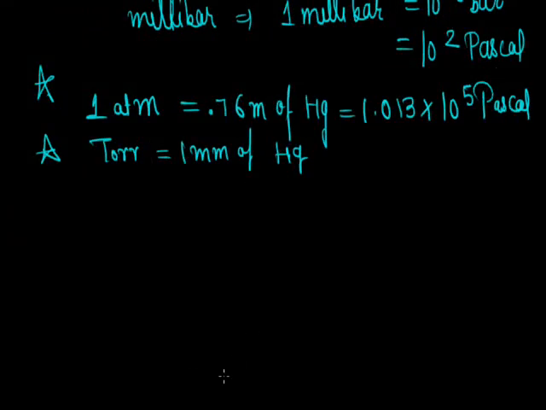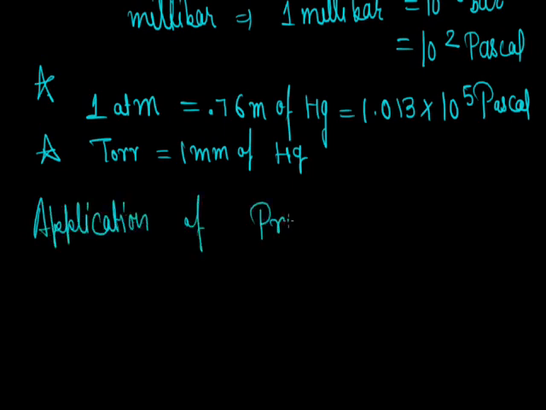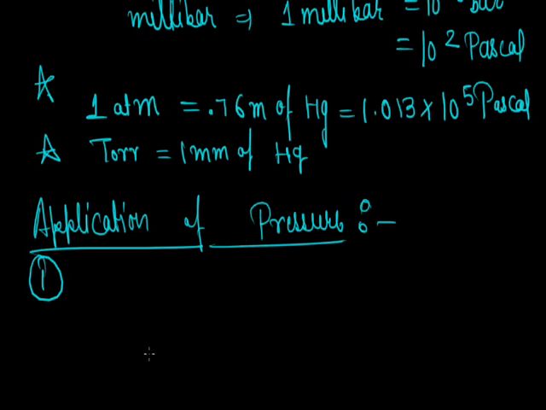Now, next is application of pressure. First application is, as we know, a heavy truck is fitted with 6 to 8 wheels in order to increase the area of contact. Why? Because as we know, pressure equals force by area, and if area increases, then pressure will decrease. So in order to reduce the pressure, the truck is fitted with 6 to 8 wheels on which its weight acts.